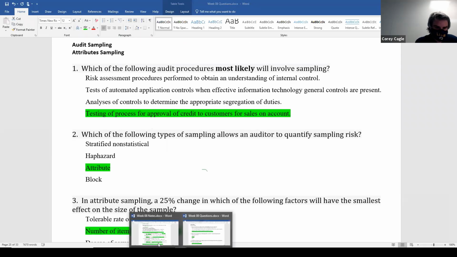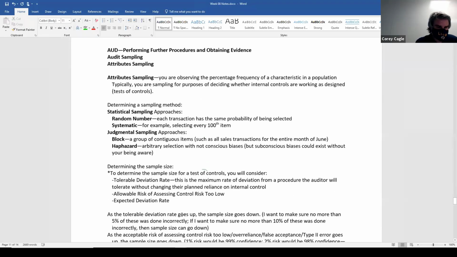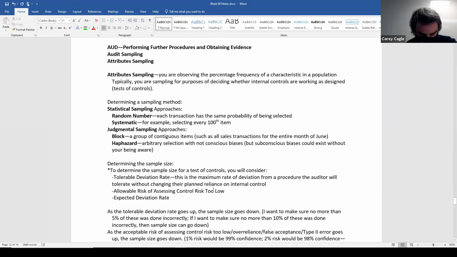Attributes sampling. So this is the one for testing controls. You're not talking dollar figures here. You're talking a test of controls. You're grabbing a sample and looking for a percentage frequency that something went wrong in this test. You're trying to figure out if internal controls are working as designed. And again, tests of controls are being done so you can eventually determine the nature, timing, and extent of your substantive tests.